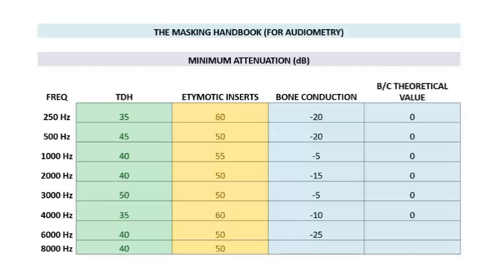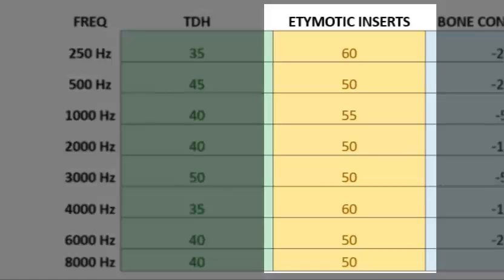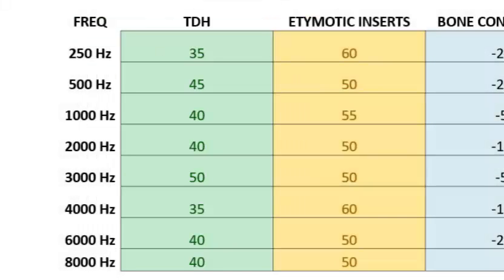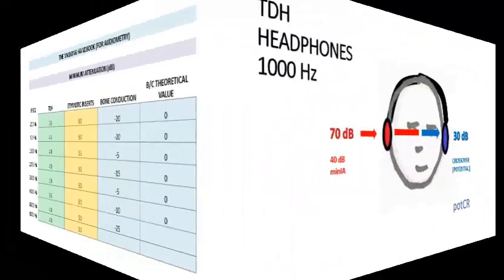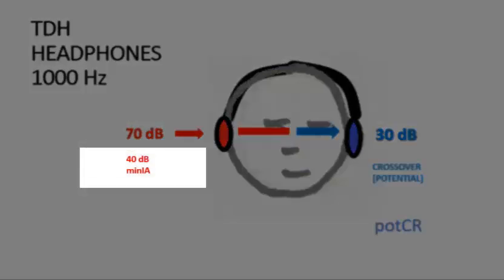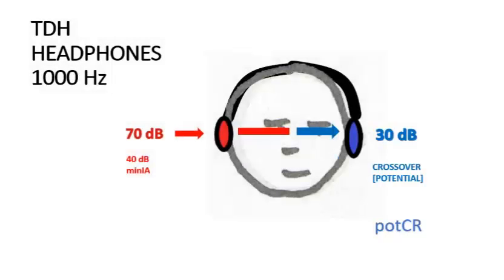Here's a collection of the min-IA values for the various transducers. As we can see, insert earphones have a higher min-IA than the TDH-style headphones. This means that purely because of interaural attenuation, insert earphones would be helpful to the clinician when completing audiometry. There's a mathematical relationship between the test signal level, the interaural attenuation, and the amount of crossover that occurs. If we know the attenuation and the signal levels, we'll know the intensity of the sound that crosses.